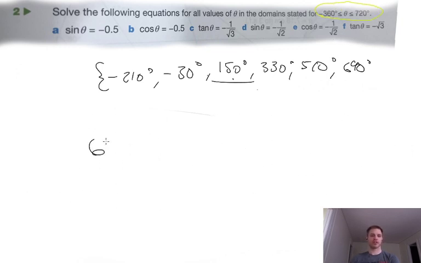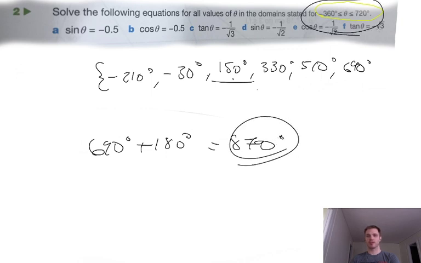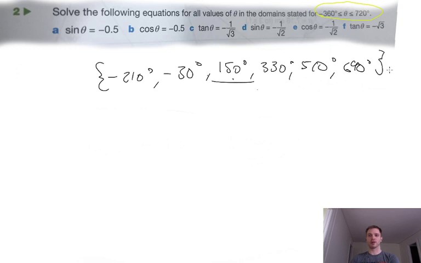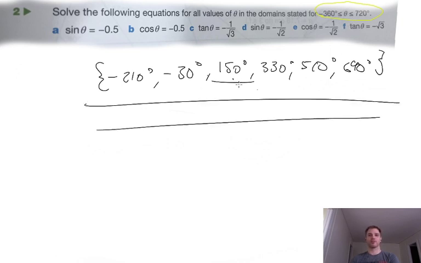And then let's try 690 plus 180. This is 870. And is 870 in this interval? No, it's greater than 720. So that doesn't solve our constraints for our problem. Now, that angle will give you a -1/√3 for tangent, but it doesn't solve the conditions of our problem. So this is the solution set for problem C.